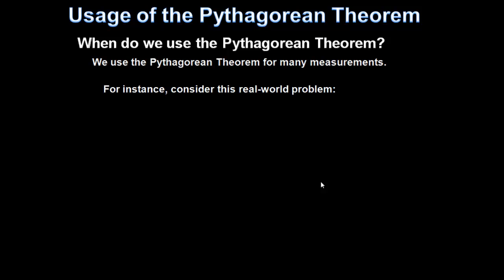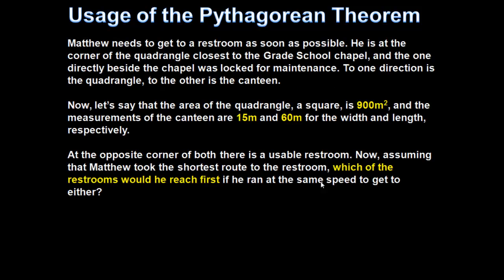So what's the point of learning Pythagorean theorem? We will never use it, right? Well, there are actually a lot of real world problems which can be solved by using the Pythagorean theorem. For instance, consider this real world problem. Matthew needs to get to the restroom as soon as possible. He is at the corner of the quadrangle closest to the grade school chapel, and the one directly beside the chapel was locked for maintenance. So he can either go to the bathroom at the other end of the quadrangle or at the other end of the canteen.